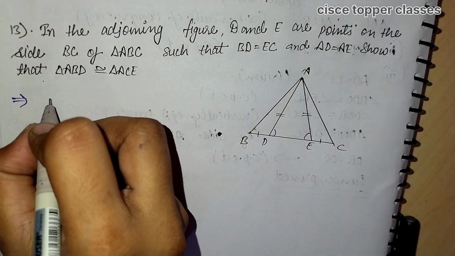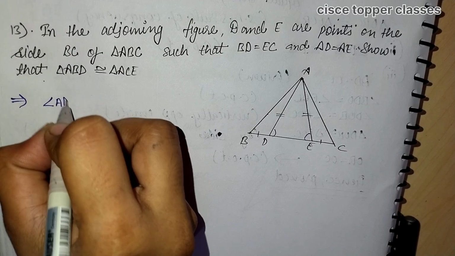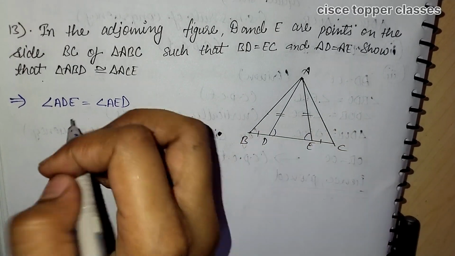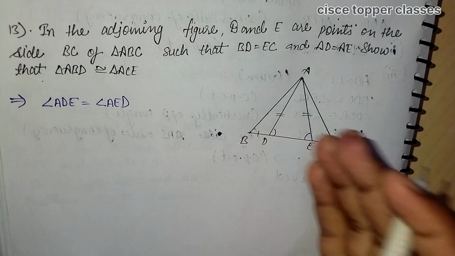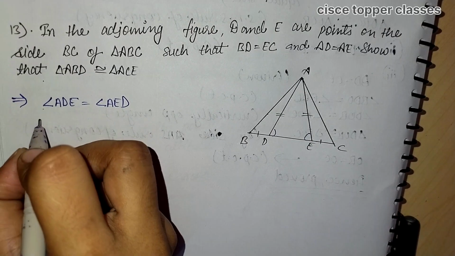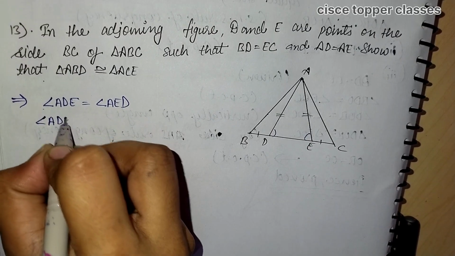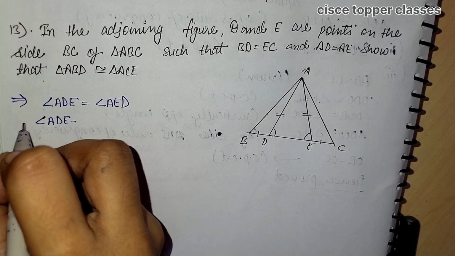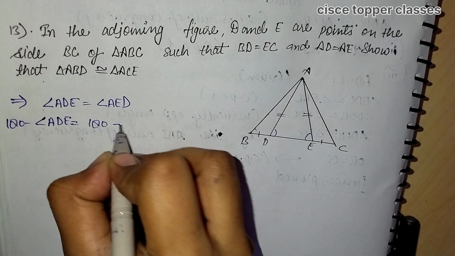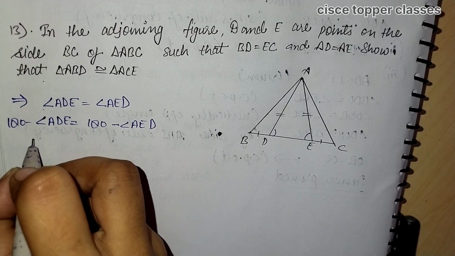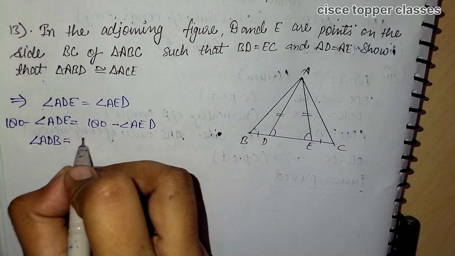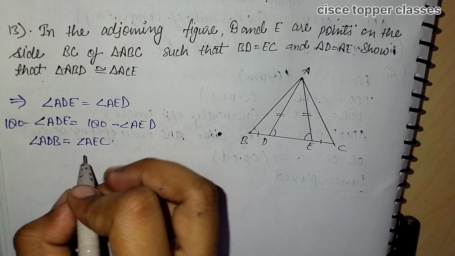So to prove this we can simply write that angle ADE is equal to angle AED because the two sides are equal and angles opposite to equal sides are equal. So from that, if we subtract from 180 degrees, 180 degrees minus ADE is equal to 180 degrees minus AED. We will get angle ADB because this is a straight line, and here angle AEC.